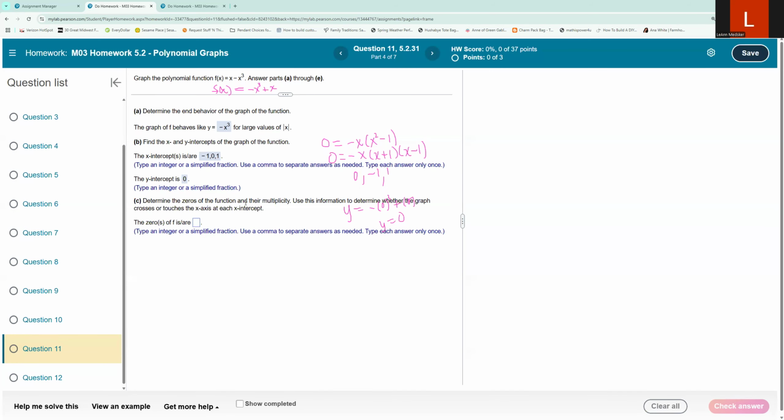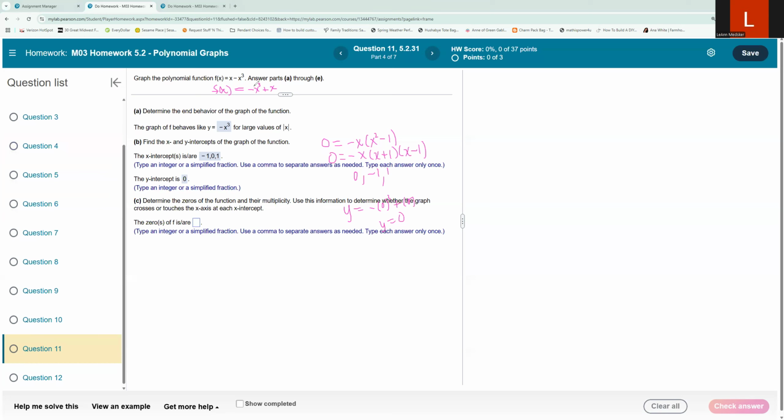Okay. Determine the zeros in the functions and their multiplicities. Now, I had a video about this when I posted my instructor video content on the Monday announcements. But essentially, here's how it works. Every time you factor these, you can kind of see what's going on.